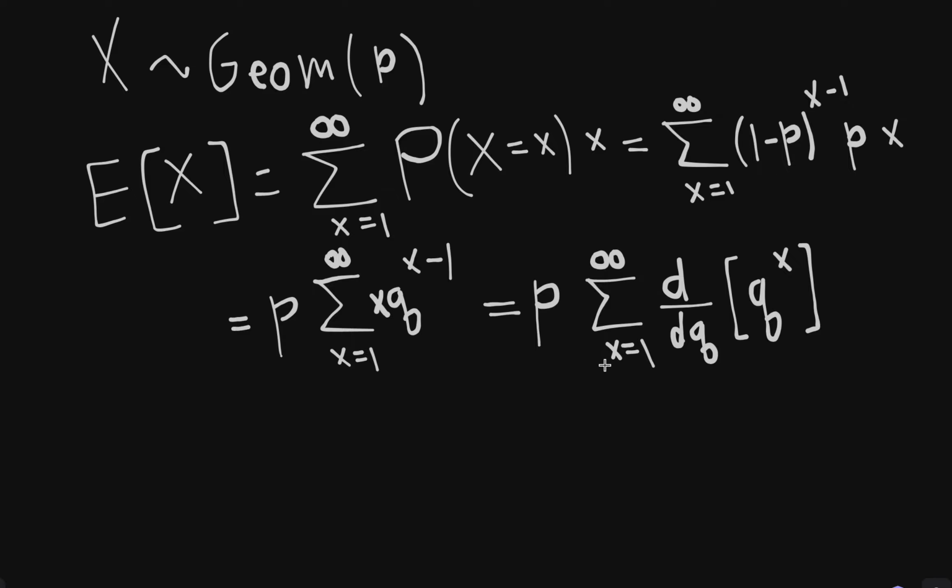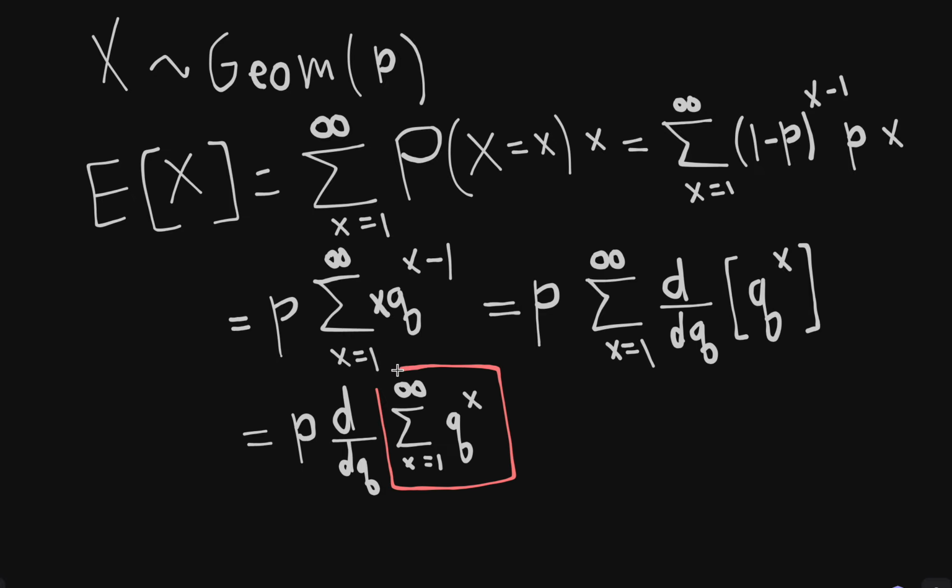All right, well, since the derivative is a linear operator, you can pull it outside the summation, and you get p times the derivative with respect to q of the summation x equals 1 to infinity of q to the x. Now, you're going to see why this is called a geometric distribution here. Because this right here, this is a geometric series.